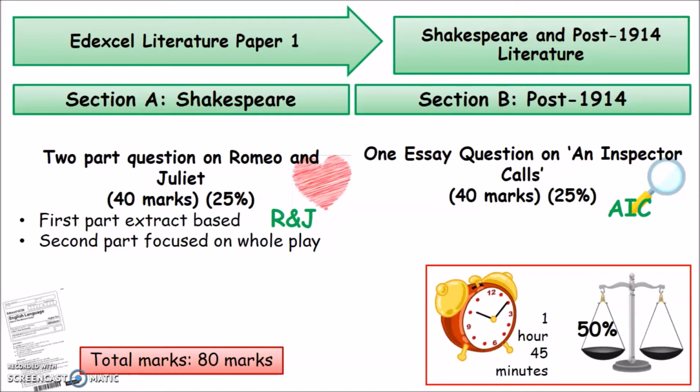Both questions are 40 marks altogether. Romeo and Juliet is split into two, and An Inspector Calls is just one big essay question. You'll have an hour and 45 minutes in total.